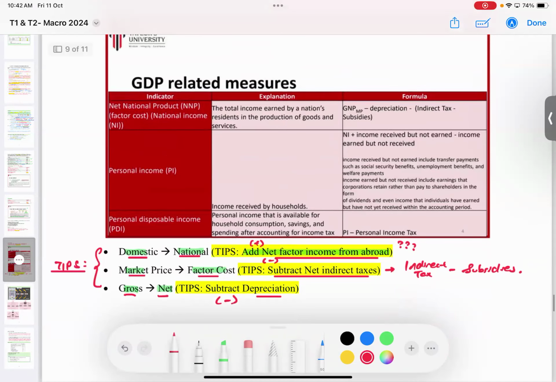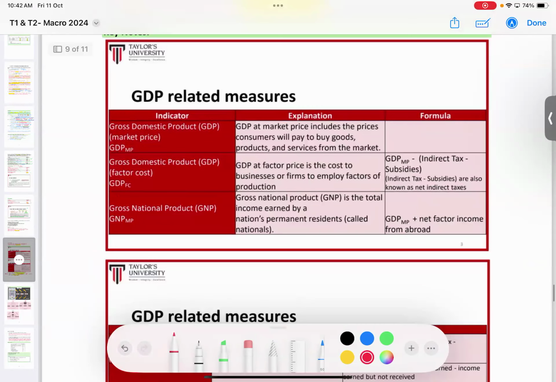Okay, now let's have a look at the formula. First of all, what we have been doing just now, using the income approach, expenditure approach, or output approach, we get this GDP at market price. Now, let's say I want you to convert it into GDP at factor cost. So how?